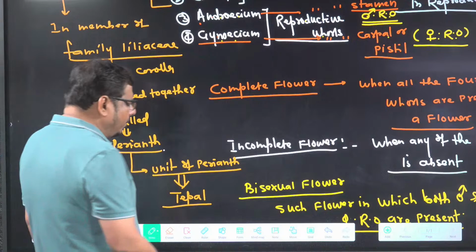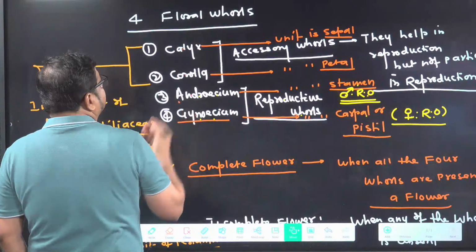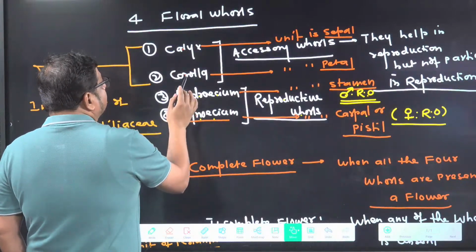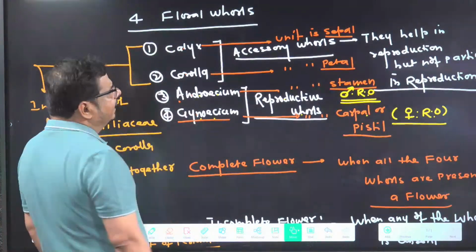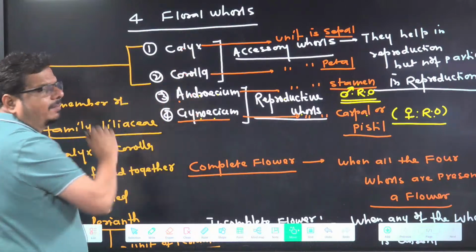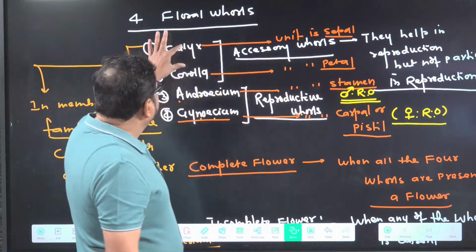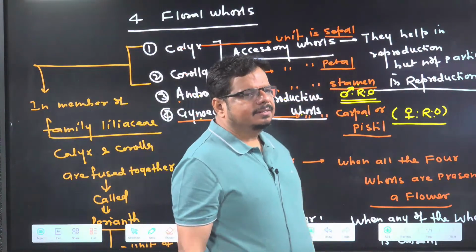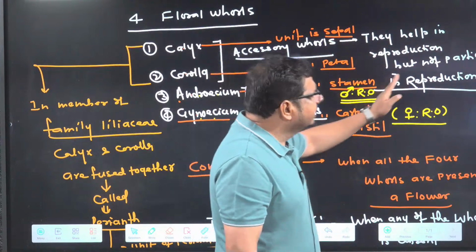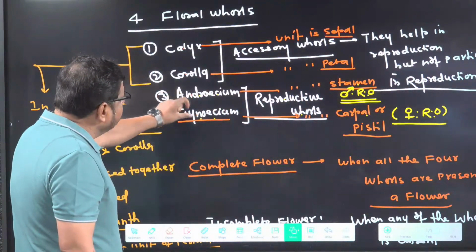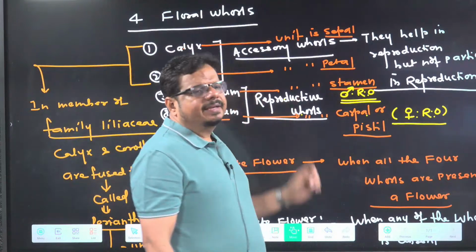Understanding the idea? So I hope the basic idea is over. 4 whorls are there. Calyx is the outermost whorl. Second whorl from outside is corolla. Third is androecium. Innermost whorl is gynoecium. When all 4 are present, the flower is complete. When any one is absent, the flower is incomplete. Calyx and corolla are called accessory whorls. They help in reproduction but do not participate in reproduction. Androecium and gynoecium are reproductive whorls. They are participating in reproduction.